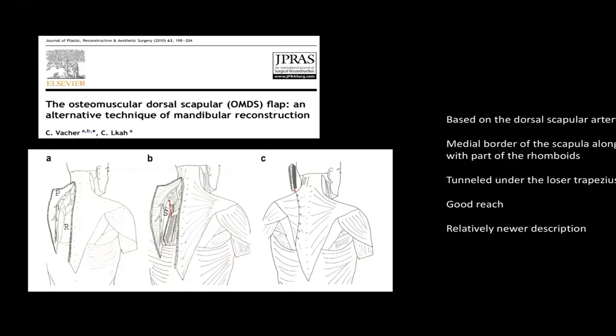I have done this in the cadaver twice, and I found that the reach is really good and the bone stock is really adequate, and it can very easily reach up to the midline of the mandible if you tunnel it under the trapezius. The only problem is you've got to be very careful. You have to divide the trapezius to expose the bone in the first place, and you have to be very careful about the spinal accessory nerve, that you don't damage it when you're tunneling the medial border of the scapula into the defect.